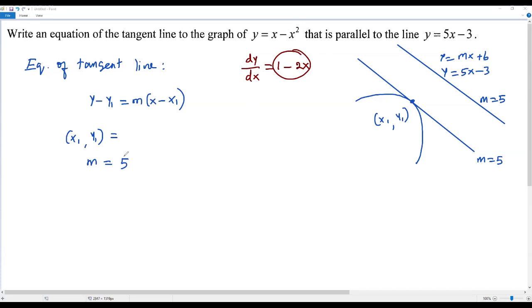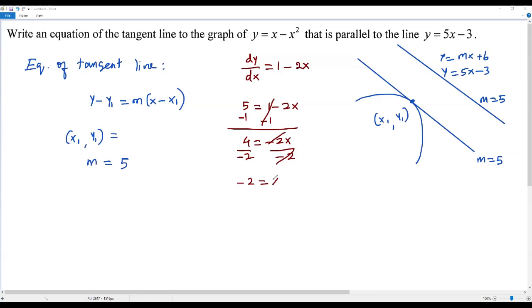Already we know the slope of the tangent line is 5. So this 5 and this 1 minus 2x both represent the same thing, the slope of the tangent line. Since both represent the same thing, we can equate them: 5 equals 1 minus 2x. Now let's solve for x. Subtract 1 from both sides, so the positive and negative 1 cancel. I get 4 equals negative 2x. Now I divide both sides by negative 2. Dividing 4 by negative 2 gives negative 2, and on the right side I get x. So x equals negative 2.